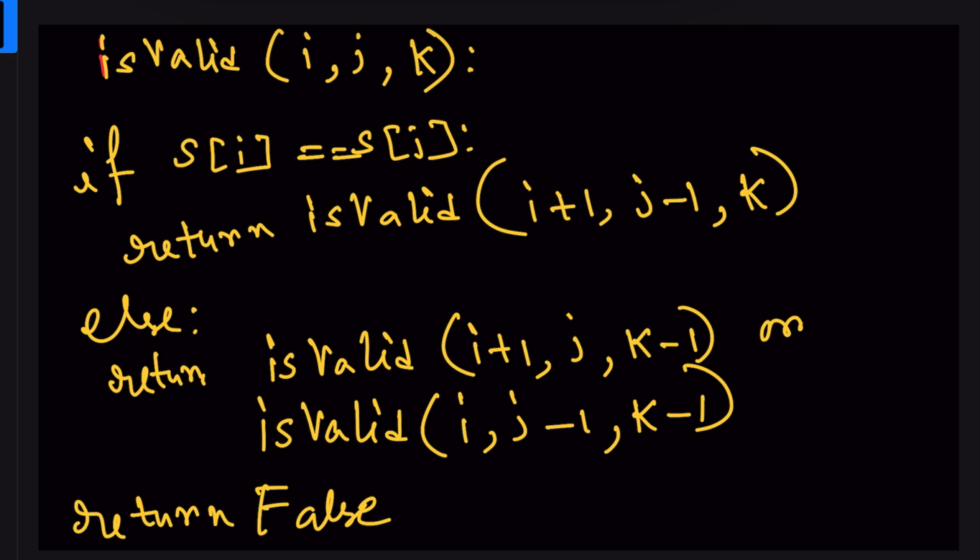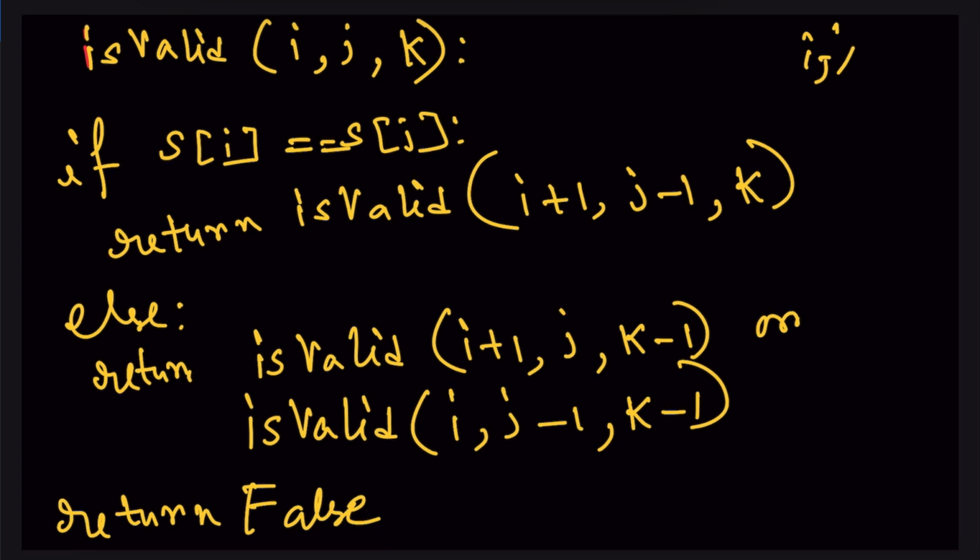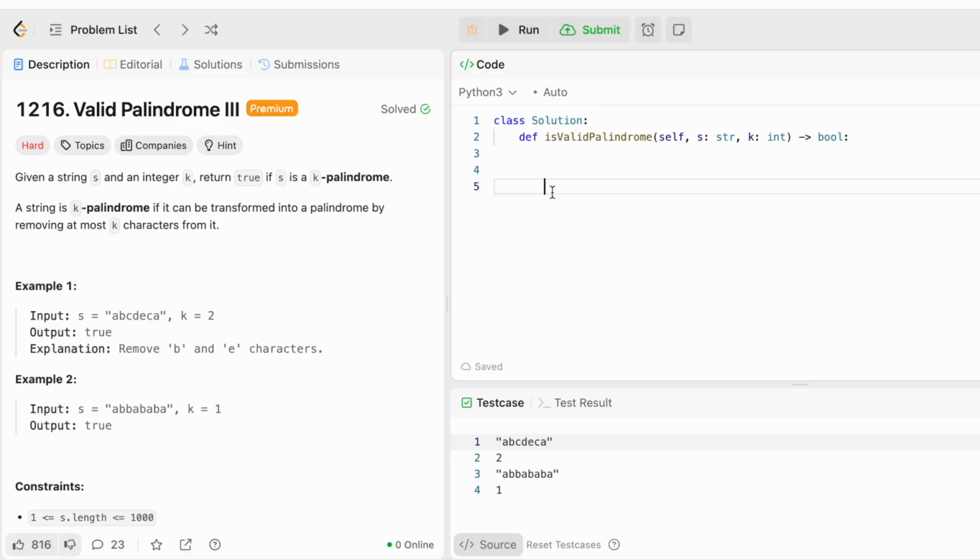So what will be the time complexity for this solution? We are going through each i and j position, and at most we'll have n square recurrence here, and also we have a parameter k, right? So the time complexity here will be n square k. Let's run the code and see how this performs.